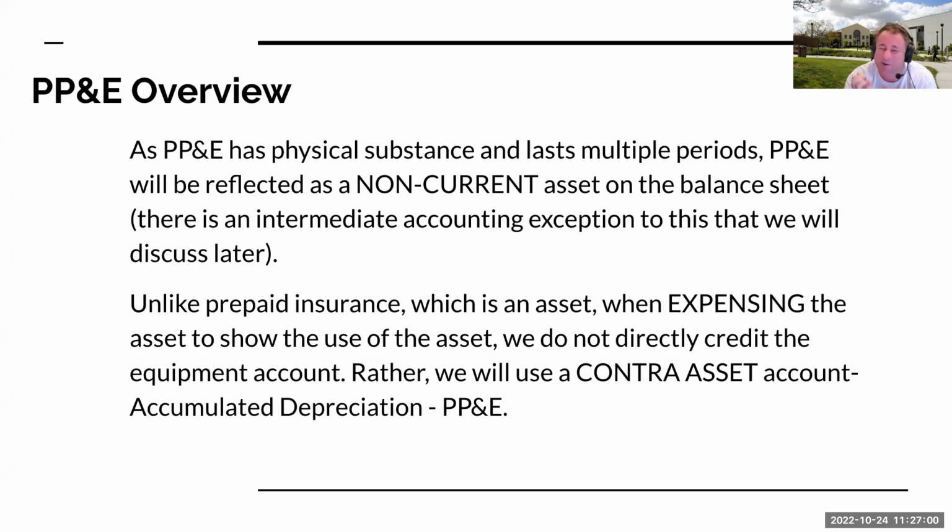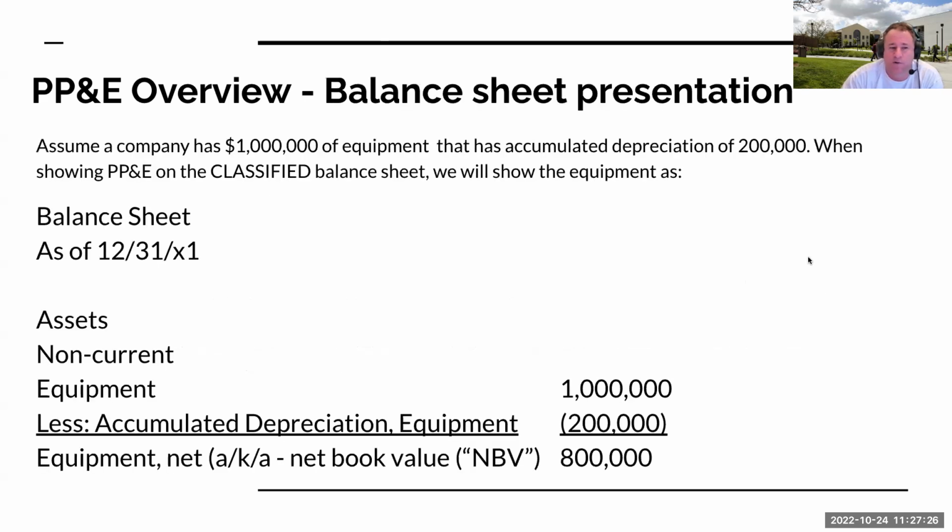If you're taking intermediate accounting, there is one exception, an asset held for sale, but we're not going to deal with that in the series. Unlike prepaid insurance, which is also an asset, when we're expensing the asset to show its use, we're not going to directly credit the equipment account. Rather, we're going to use a contra asset account, which is accumulated depreciation. What does that mean? It's going to have a credit balance, and we're going to show you how that works.